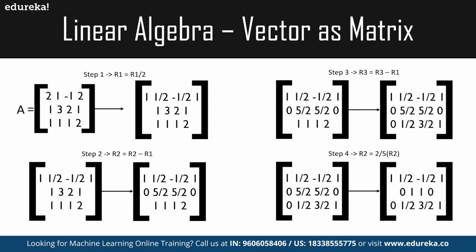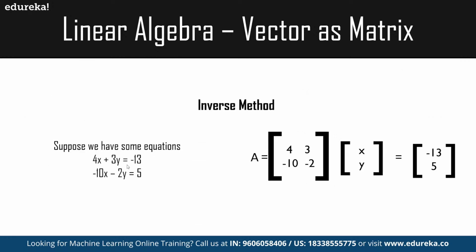So let's go on for that now in an article for mathematics and machine learning. So now we are going to discuss more about the inverse method. So suppose we have some equations as 4x plus 3y is equal to 13, and then we have minus 10x minus 2y is equal to 5. Then we convert that into matrix form, which is going to be like this one: 4, 3, minus 10, minus 2, times x, y, is equal to 13, 5.